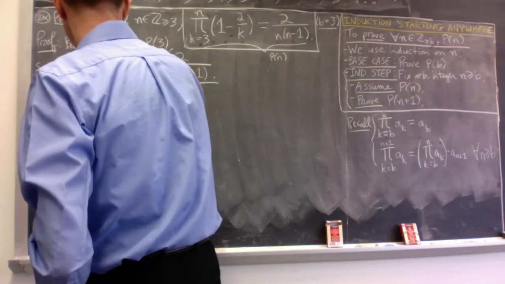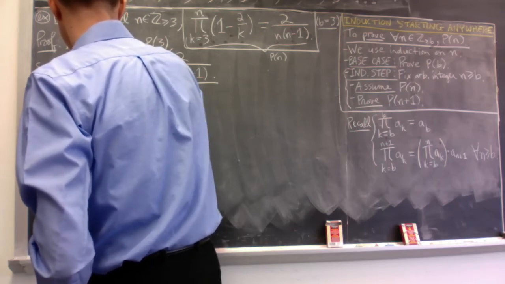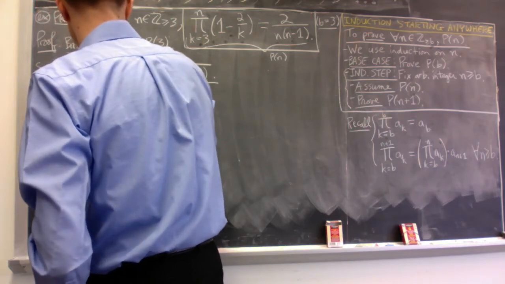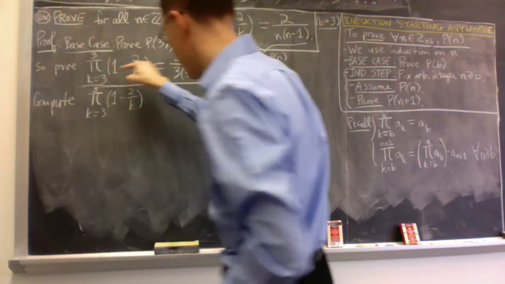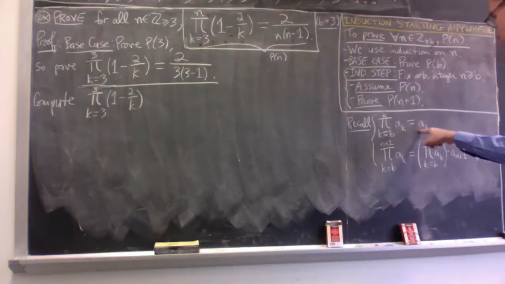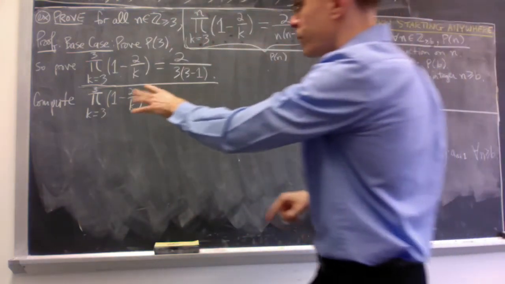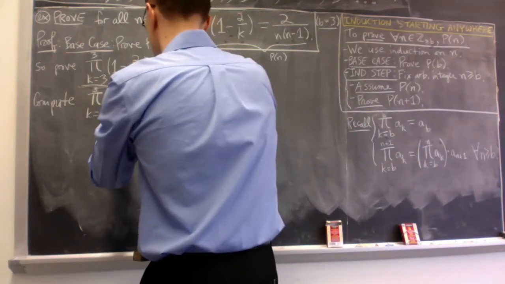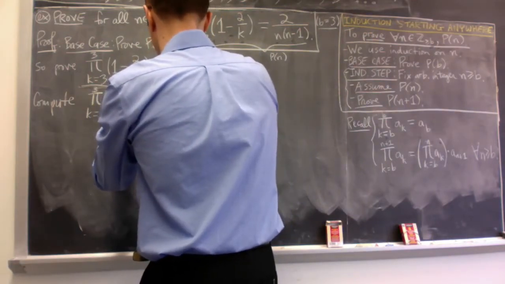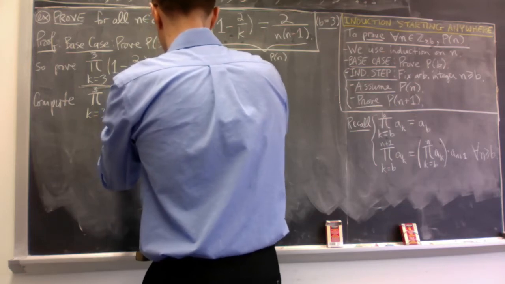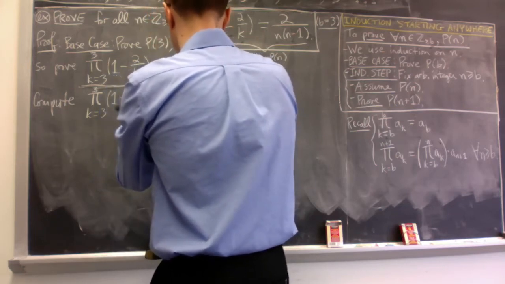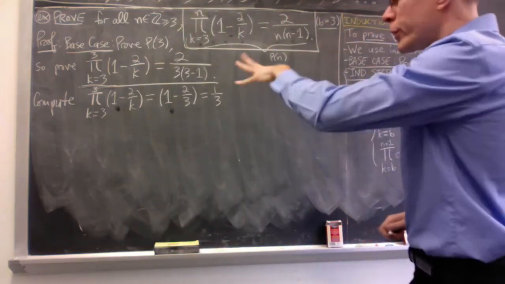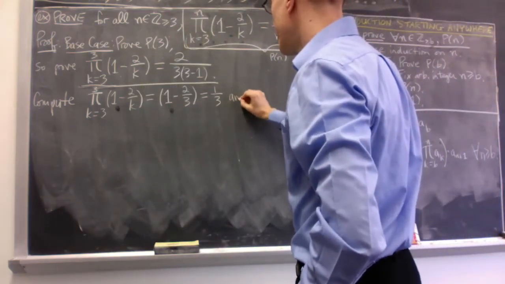All right, so compute the left side. Product k goes from 3 to 3 of this term. So this whole thing here would be a sub k. You just plug in k equals 3. There's no multiplication actually happening here, with this in the base case. Just plug in 3. So we get 1 minus 2/3, which is 1/3. Okay. And another thing you can do in these base cases, you can look at both sides separately.